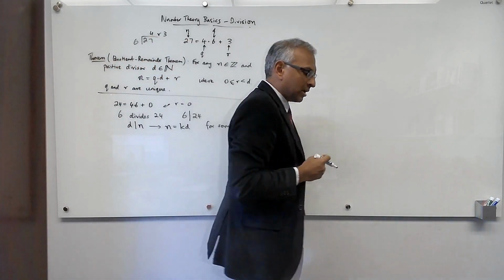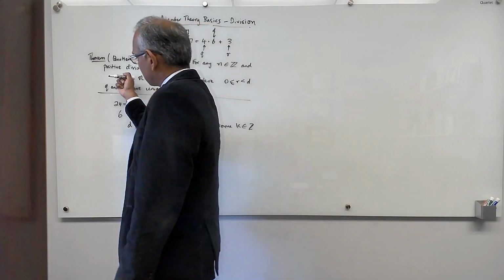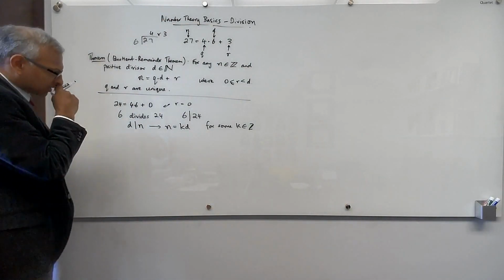We don't typically allow the remainder to be larger than d, and that's what makes this breakdown, this quotient remainder theorem, unique. This breakdown is unique.